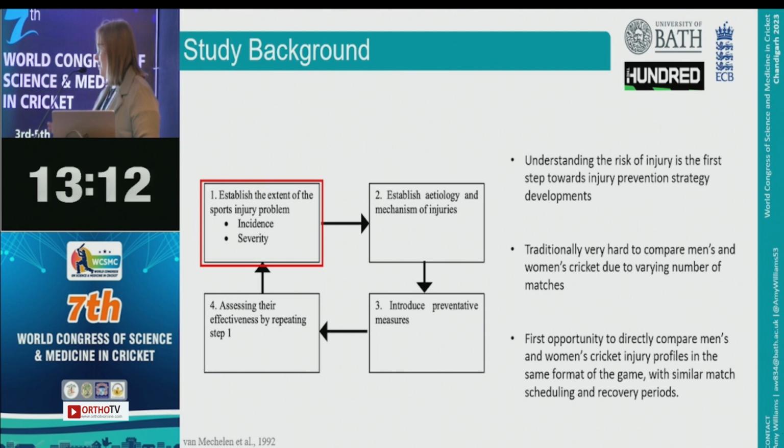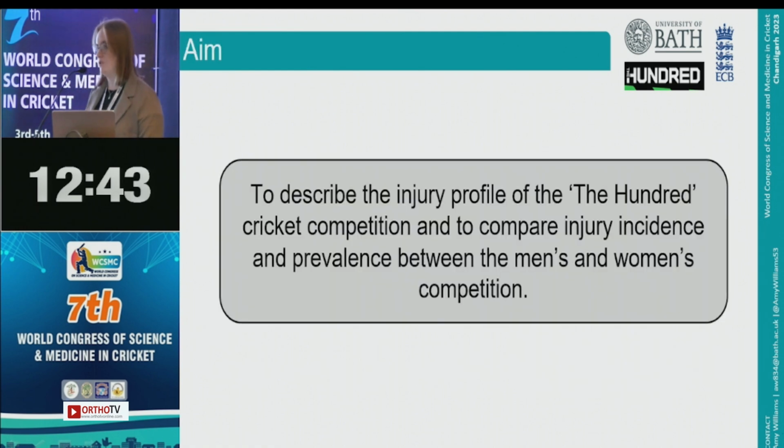And as I was saying earlier, in the 100, it's very nice that we've actually got the first opportunity to directly compare the rate of injuries between the men's and the women's game, which has been traditionally quite hard with different number of games played between the men's and women's, a different scheduling, different number of recovery days, and specifically in the men's with obviously the multi-format, they're played across different times of the season as well. So that's a really exciting thing that the 100 allows us to do. So it's a fairly simple study, firstly to look at what actually is the injury profile within the 100 for both the men's and the women's players, but then also to compare to see if there's any differences between the incidence and prevalence of injury between the men's and the women's competition.